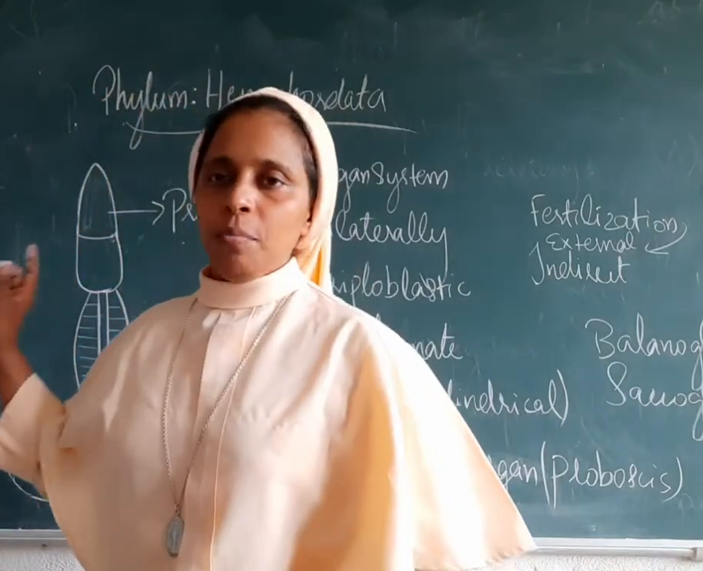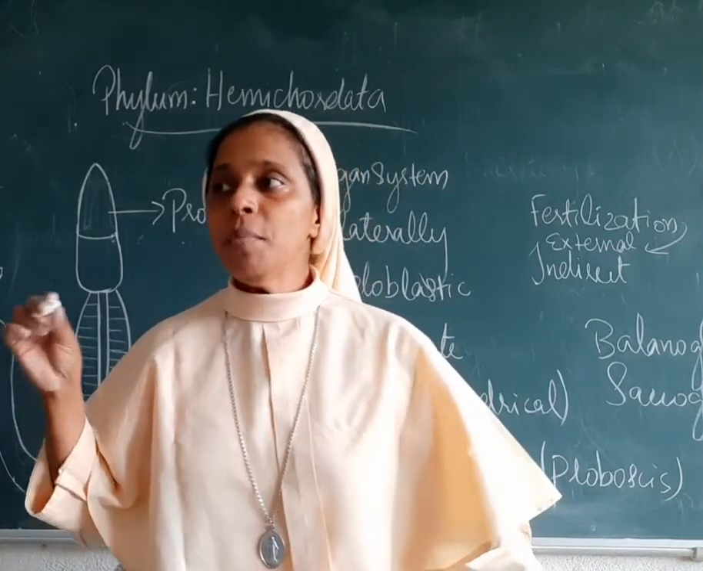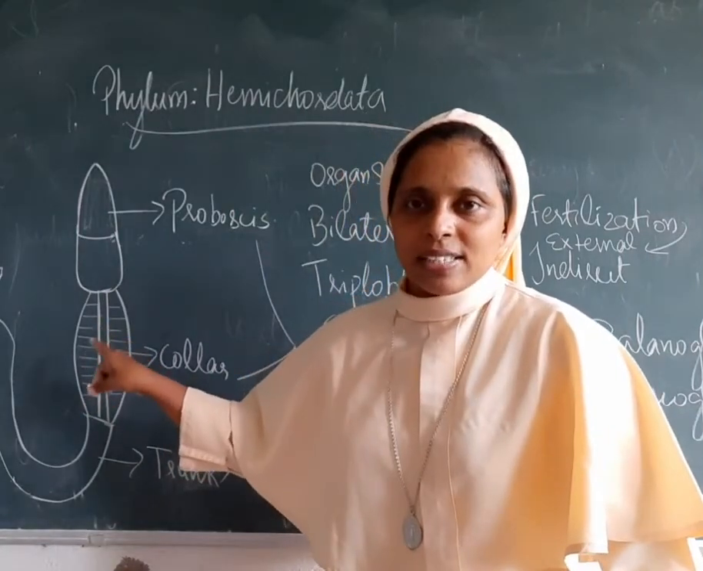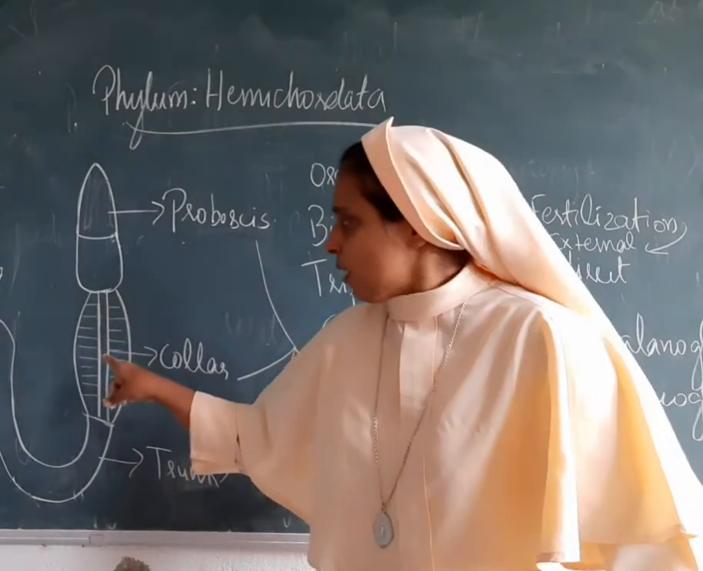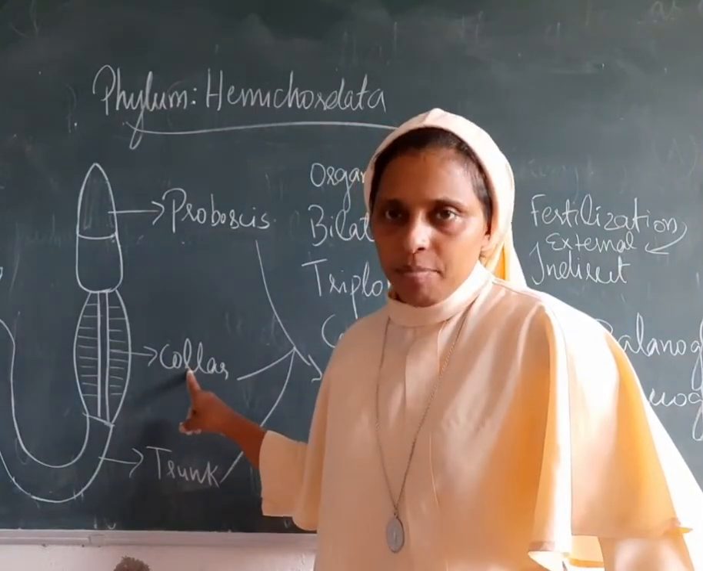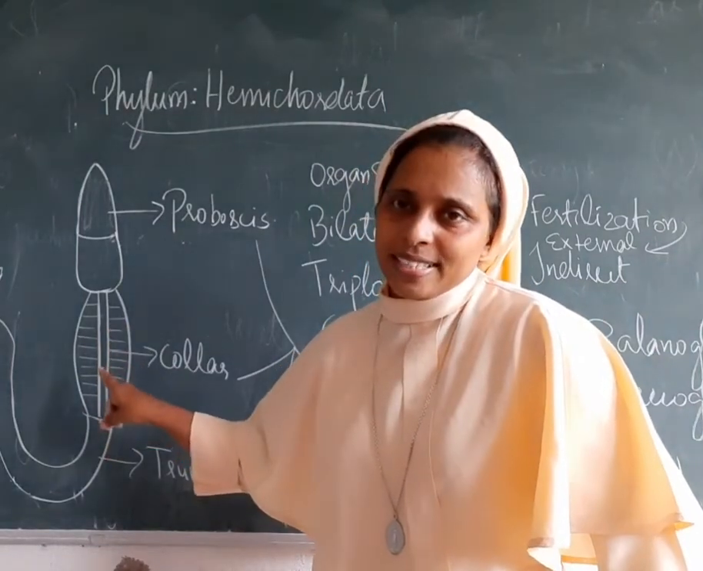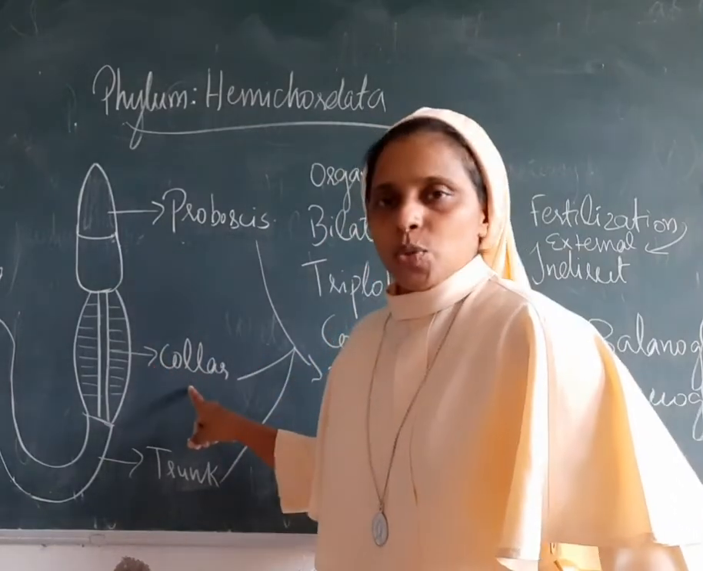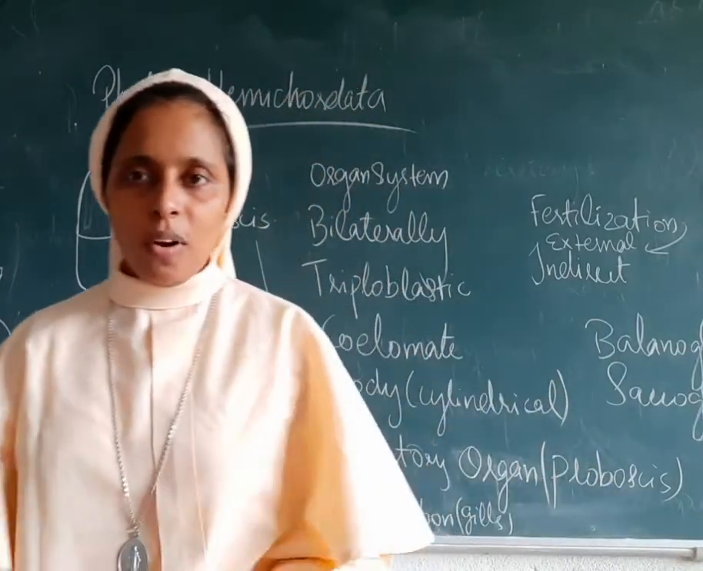One more important point is that hemichordates have a rudimentary structure in the collar region. It has no function at all. It is like a hollow cavity, called the stomochord, and it is in the collar region of this balanoglossus. It is a structure similar to a notochord, a rudimentary organ of no function. Just for your knowledge, I am telling this.